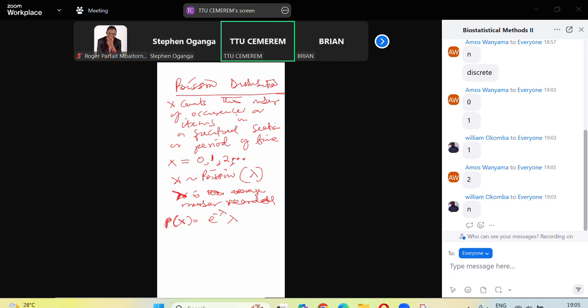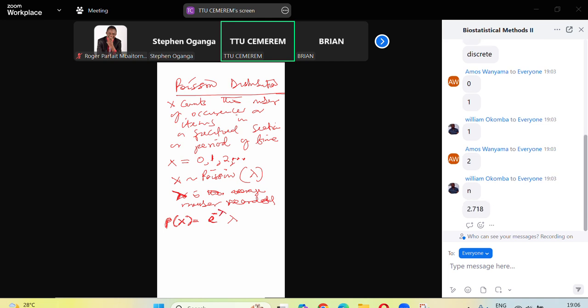That's what I'm writing on the screen. Are you able to see it? It is given by e, where e is the natural number e. The natural number e is the value 2.7 something, something, something. So it is that number raised to the power of negative lambda, which is the average. Then lambda raised to power X over X factorial, where X is equal to 0, 1, 2, and so on.